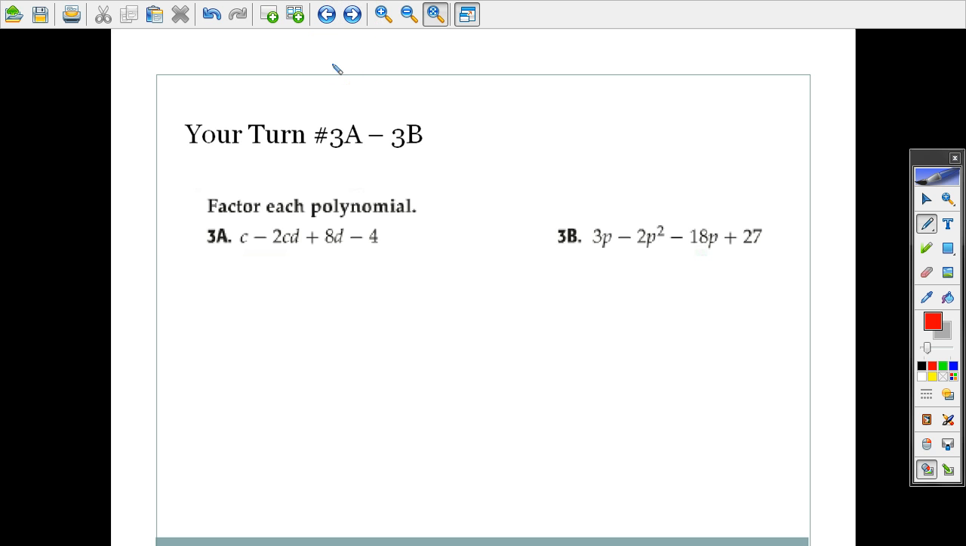Okay, so here's your turn, numbers 3a and 3b. Go ahead and do those 2 problems. If you need to use the additive inverse, you can do that.